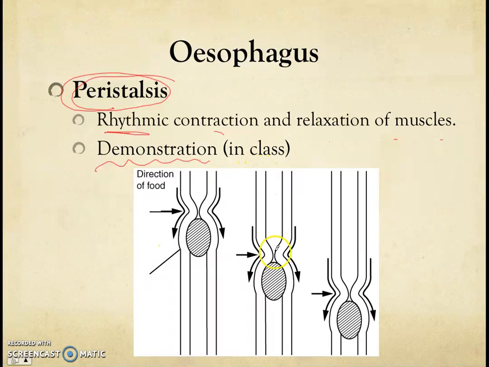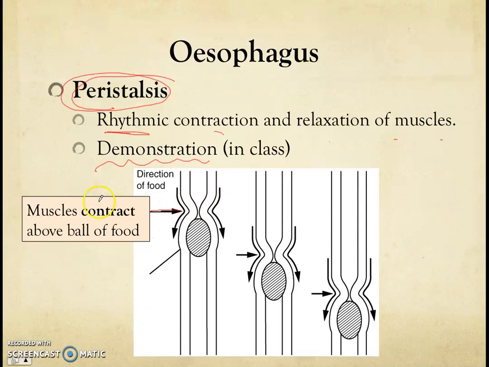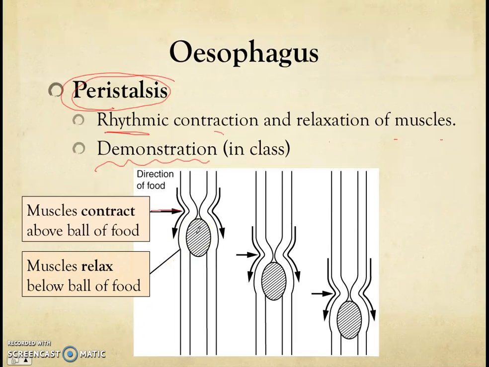Now what you see here is a diagram of peristalsis. It shows you that above the food there is an area of contraction. The muscles above the ball of food contract, and at the point where the food is, the muscles need to relax below the ball of food so that the food can actually move into this area. So that's peristalsis for you. That's how food is moved down the esophagus, not just by gravity.